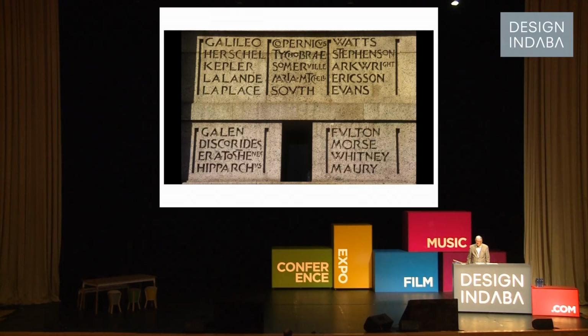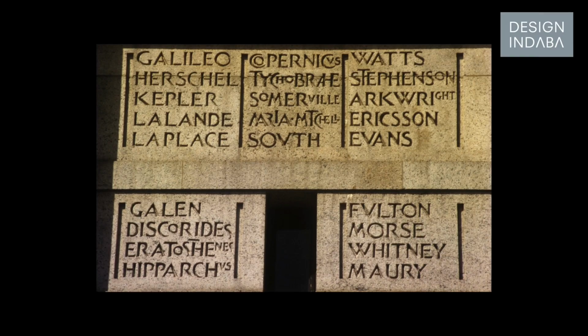And I was fascinated by this lettering. You see, it's all very well if you've got a nice short name like Kepler or Galen or Morse, they fit in nicely. But what about these astronomers in the top panel, Copernicus, Tycho Brahe, Somerville, Miriam Mitchell, and so on? Whoever designed these, I don't know if it was McKim himself or someone, did a very ingenious and interesting job of packing these letters into the rather narrow space of these granite panels.